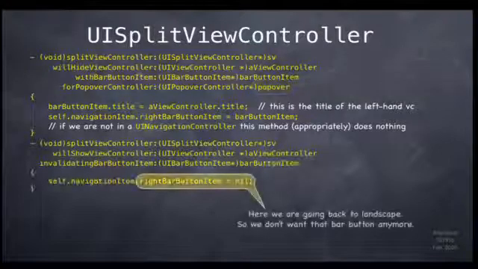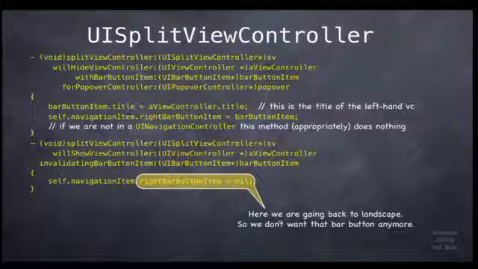There's 2 other delegate methods here that you get. One is that this happens when it rotates back. So the first one you got when it rotated to portrait mode, you get this delegate method when it rotates back. And all that happens here is you don't need that button anymore, because now that left-hand view is back on screen as the left-hand side. So now you want to take that button away, and we do that by saying self.navigationItem.rightBarButtonItem equals nil. And that takes that button away.